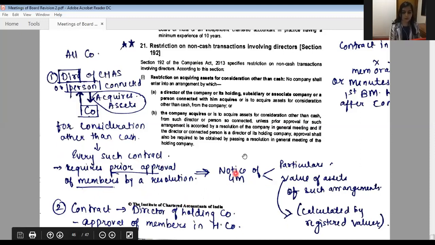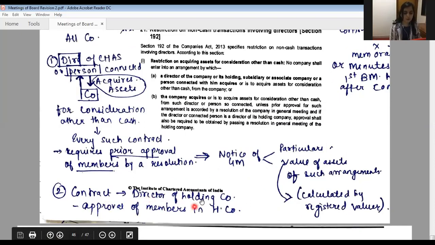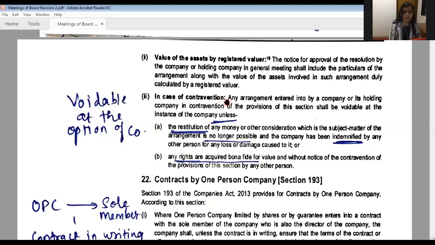Then for this prior approval, a notice of general meeting for passing the resolution shall be given containing the particulars of such non-cash transactions, and the value of the asset which is calculated by the registered valuer. If the contract is with a director of the holding company, then approval of members of the holding company shall be required. In case of contravention, it is voidable at the option of the company unless restitution is no longer possible and the company has been indemnified by any other person for any loss or damage, or any rights are acquired bona fide for value and without notice of the contravention.